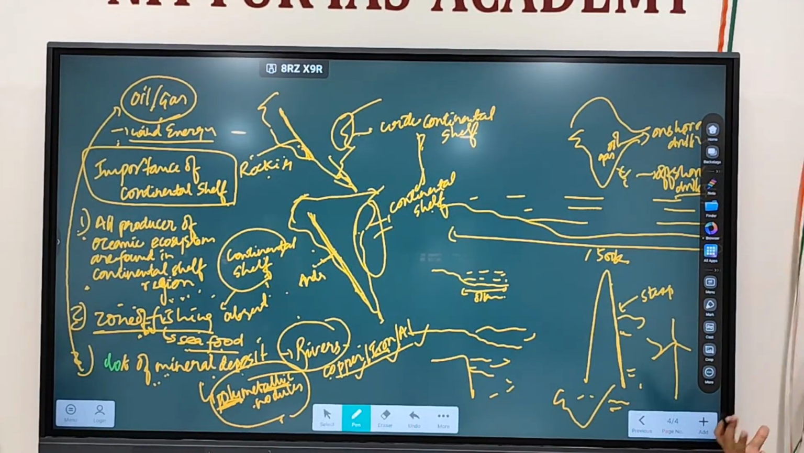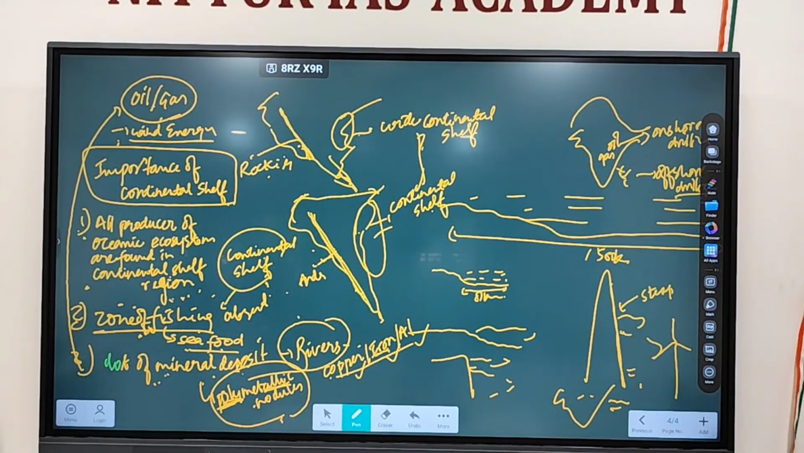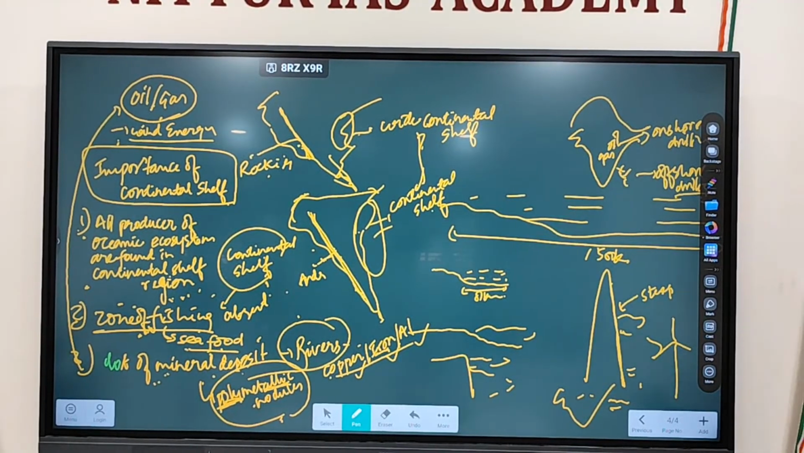But at the oceans, since no population is living there, what will happen? You don't have to worry about that. You can install the windmills over there, and it can generate nothing but energy. So it can also be helpful for what? It can also be helpful for generation of wind energy.